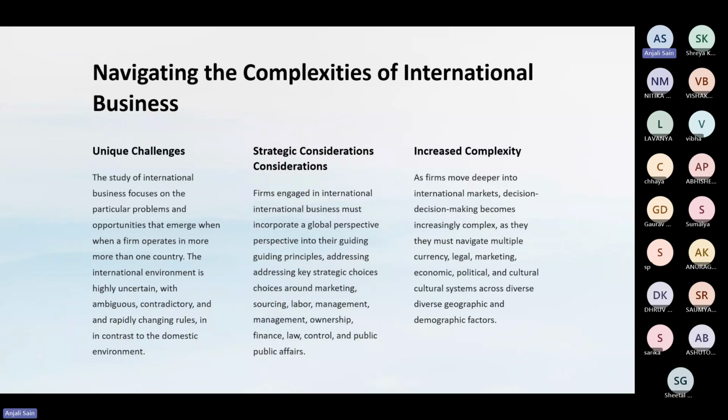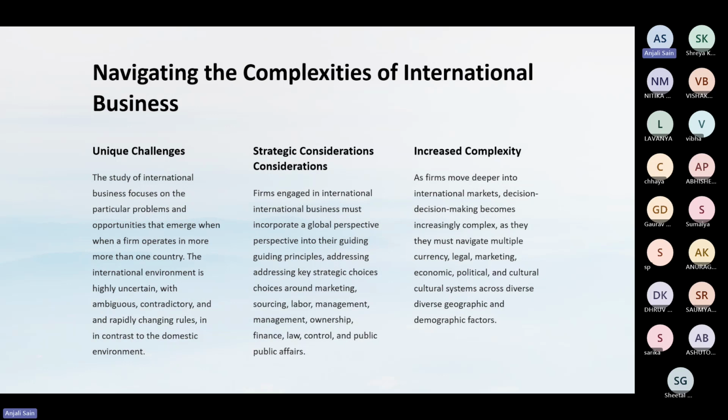Firms engaged in international business must incorporate a global perspective into guiding principles, addressing key strategic choices around marketing, sourcing, labor management, ownership, finance, law, control, and public affairs. This means कि अगर मैं किसी फॉरेन कंट्री में establish कर रही हूँ या फिर अपनी प्रोडक्शन कैपेसिटी किसी फॉरेन कंट्री में establish कर रही हूँ तो हर लेवल पे I have to adapt at every level. मुझे अपने हर डिपार्टमेंट में कुछ ना कुछ चेंजेस करने पड़ेंगे लाइक इन मार्केटिंग, लेबर मैनेजमेंट, ओनरशिप, फाइनेंसेस हो गया, कंट्रोल हो गया, लॉ हो गया, पब्लिक अफेयर्स हो गया. इन एवरी डिपार्टमेंट ऑफ माय ऑपरेशंस आई हैव टू मेक सम स्ट्रेटेजिक चेंजेस.